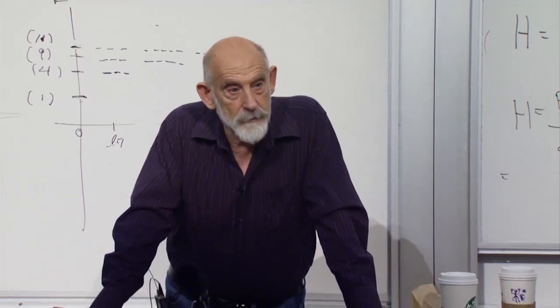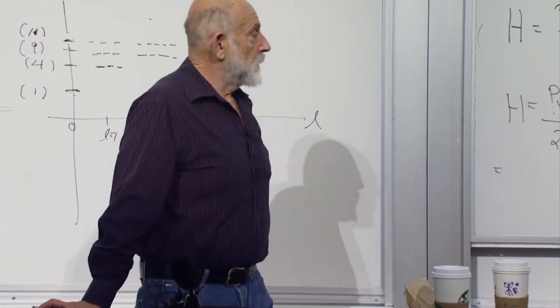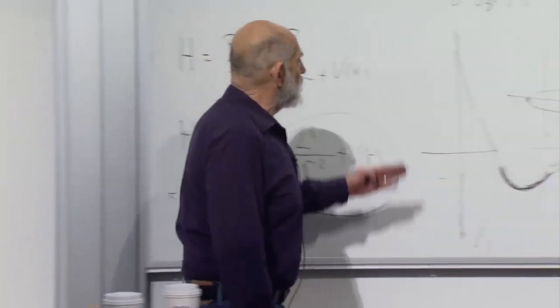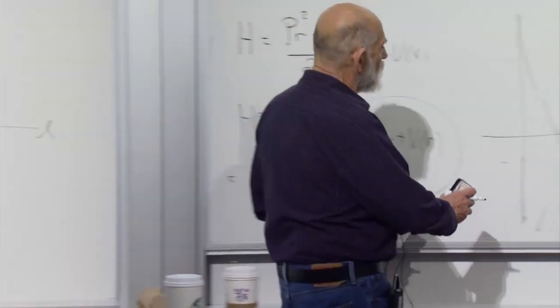When L is 0, the shape is not like this, it's just the Coulomb potential, right? Oh, yeah, good. That's right. When L is 0, then there's no centrifugal barrier.